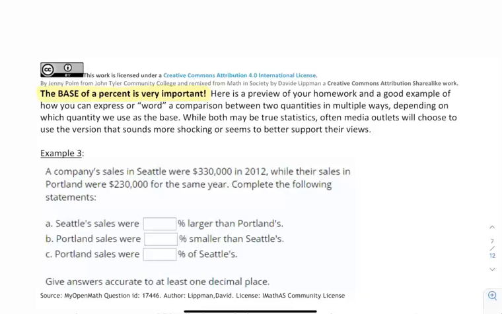Media outlets tend to choose the version that's going to sound more shocking or seem to have better support of their views, because media outlets are typically trying to make some money. So keep in mind that whenever you hear a percent on the news, you want to think about what that percent was representing. What was the base?